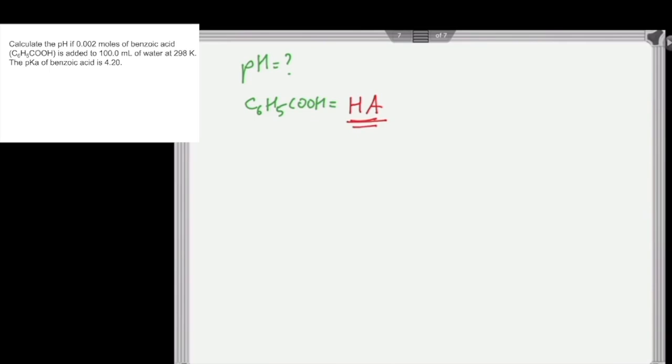Again, it is an acid. That's why I'm calling it HA, the benzoic acid is my HA part. It's being added to water. How much water? 100 milliliters. The HA, more importantly, I have 0.002 moles of benzoic acid. I'm also given one more important piece of information. The pKa of benzoic acid is equal to 4.20.